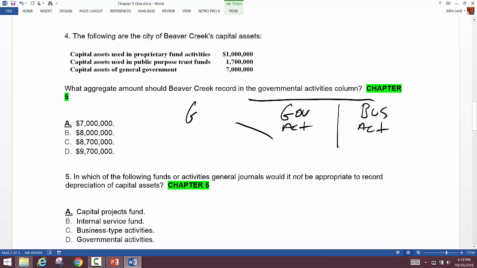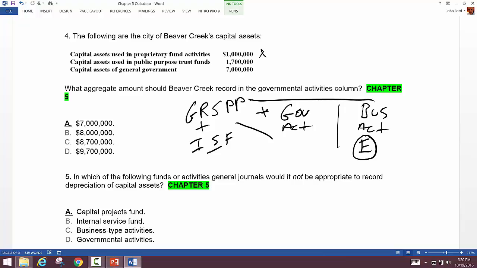General fund, special revenue fund, good. Debt service fund, capital project fund, and permanent fund, right? Plus what? Plus the internal service fund, right? Okay, good. Okay, what about under the business type activities? Enterprise fund, good. What about my fiduciary funds? Not reported, right? Okay, good. Okay, so they're asking me governmental activities, and I have to look at these things and see where they're reported, right? So how about capital assets used in proprietary fund activities?